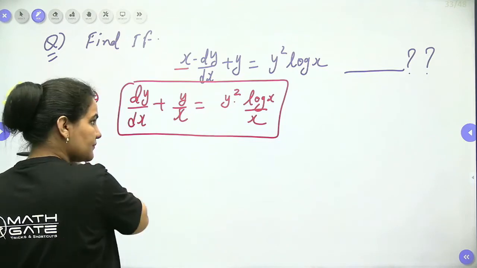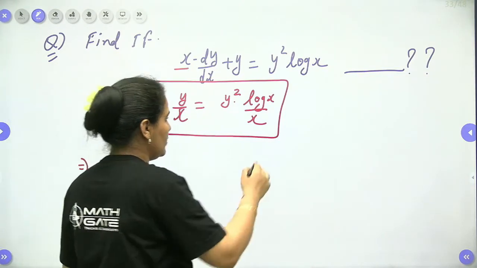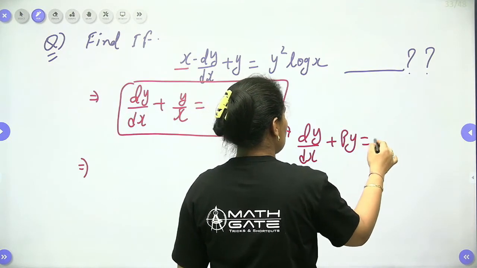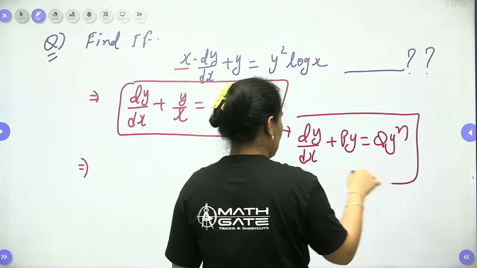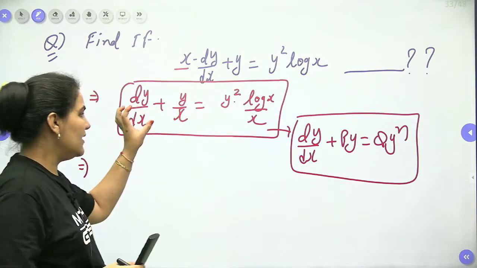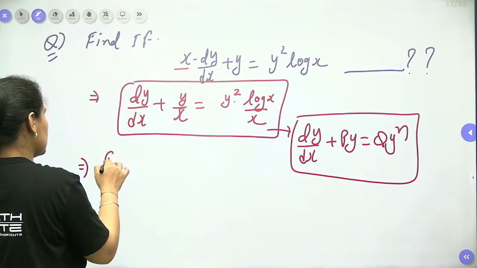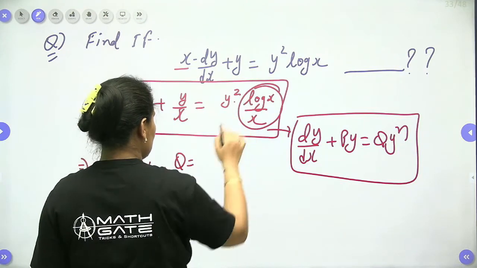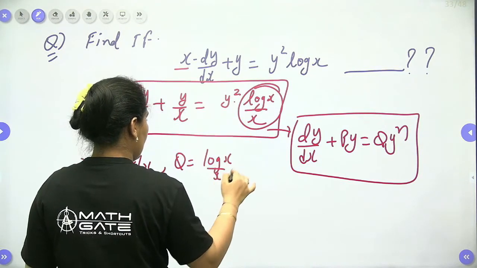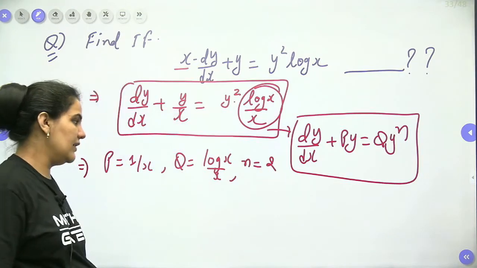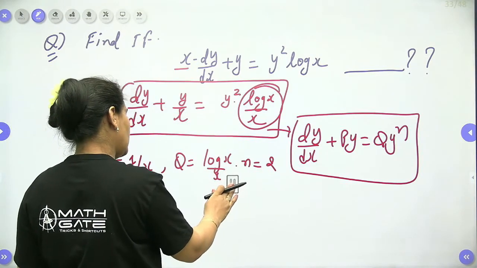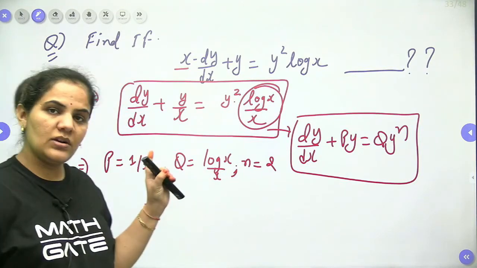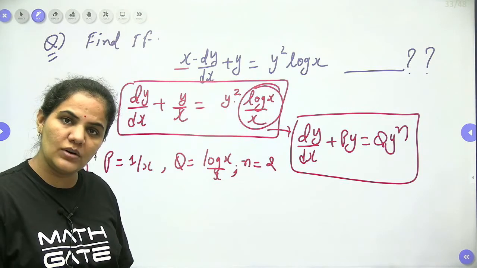So we know very well it's a non-linear or Bernoulli's equation of the form dy by dx plus py is equal to qy to the power n. Can you compare this? Yes, exactly. From here we can say the value of p is equal to 1 by x, the value of q is equal to log x by x, and the value of n is equal to 2. So as we know very well, from the given equation we have to write down only three things: p is equal to 1 by x, q is equal to log x by x, and n is equal to 2 only, right?